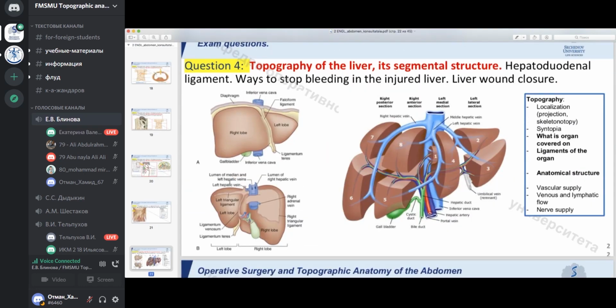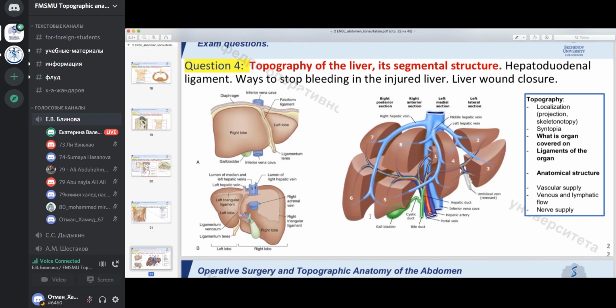The liver has two lobes, right lobe and left lobe. I said there are two structures, anatomical structure and surgical structure. On the exam you should call the surgical structure. The liver has two lobes, right and left. The lobes are divided into segments. The right lobe has 5 segments, 1, 2, 3, 4, 5, and the left has 3 segments, 1, 2, 3.